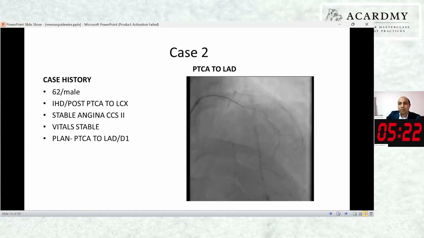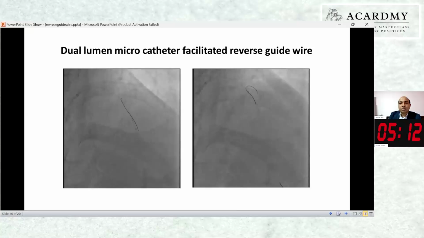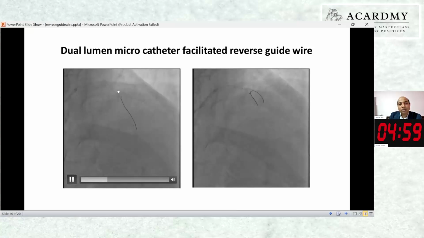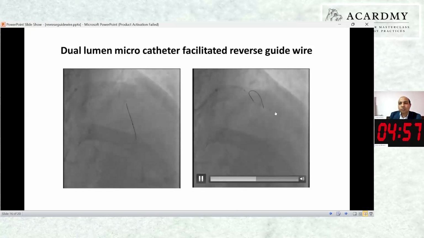We wanted to keep a wire in the diagonal, but in this case also I was not able to cross the diagonal. So we chose a dual lumen microcatheter for the reverse guide wire technique. We took a dual lumen microcatheter, again the Fielder FC wire, into the LAD. When we pulled back the wire, it crossed the diagonal easily. So we kept this wire in the diagonal and then completed the procedure over the LAD.